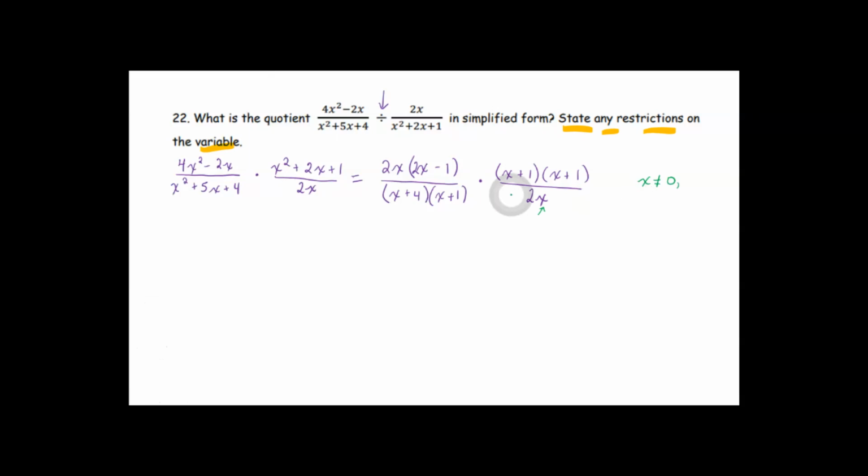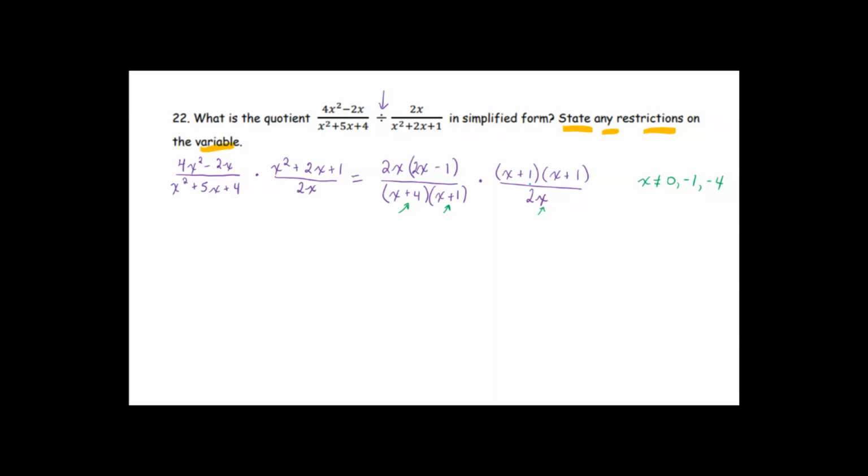x can't be -1, and x can't be -4. I'm hoping you saw how I changed those signs, made it just a little bit easier. Really what I was doing is setting it equal to 0. But now you're going to get to cancel things.